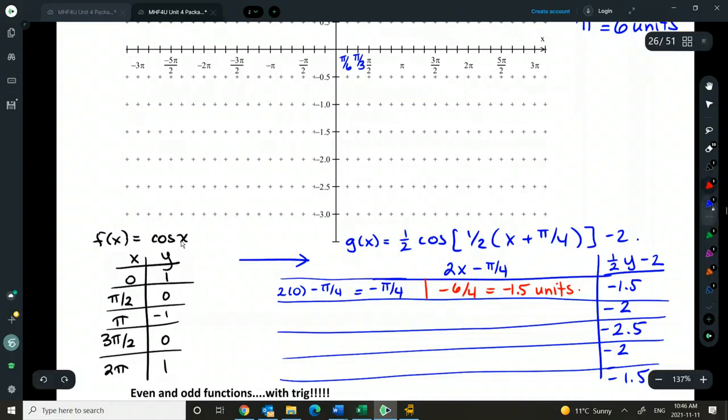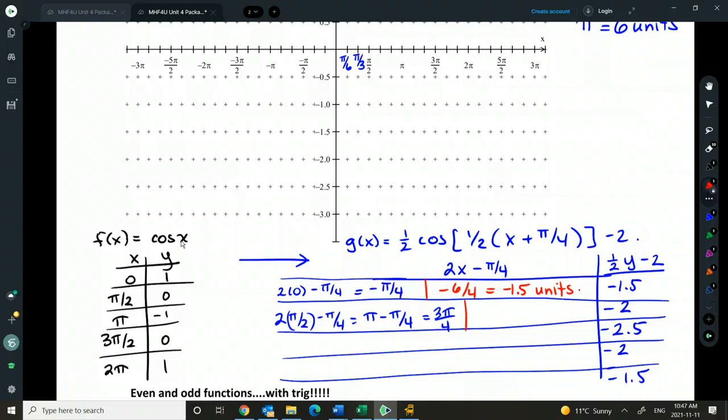Okay, let's keep going. Pi over 2. So 2 times pi over 2 minus pi over 4. That's going to give us pi minus pi over 4. Common denominator, 4 pi over 4 minus pi over 4, we get 3 pi over 4. Calculate your units. Let's just use pi equals 6 units. That's probably the easiest way. 3 times 6 over 4, how many units is this going to give us on the x-axis? So I'm just plugging in 6, the number of units that pi is. I'm plugging in 6 for pi because pi is 6 units. Rebecca? 4.5. 4.5 units.